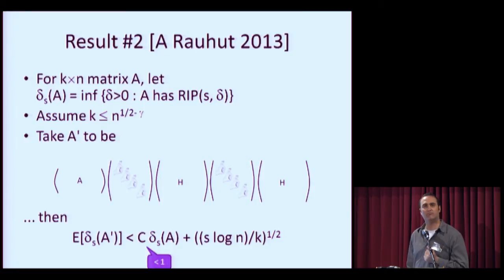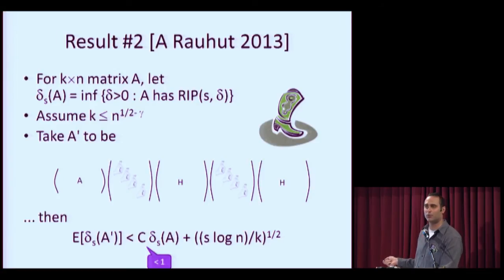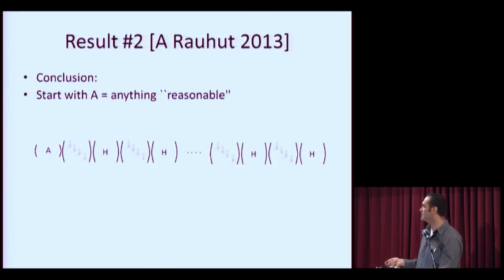Okay, so what is the conclusion from this? This is the bootstrap. You're using the RIP of your previous version in order to get a better RIP for your next version. So the conclusion is that if you start with a matrix A, a k by n dimension reduction matrix, I mean RIP matrix, being anything reasonable, for example, just take k rows which are norm 1 and orthogonal to each other. It'll have pretty bad RIP parameters, but you can start with that.